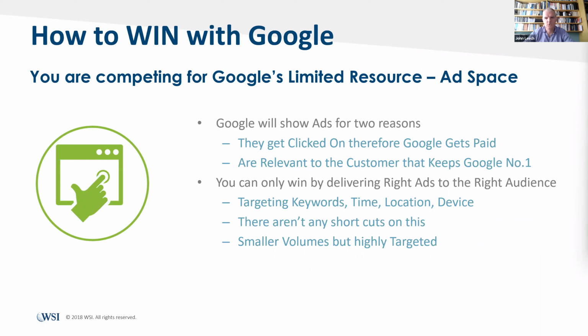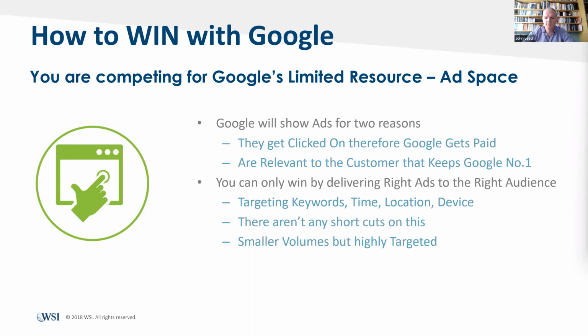Okay, 2 or 3 things on how to win with Google. And this is important just from an approach point of view. Google will show ads for 2 reasons. One, they get clicked on, and therefore Google gets paid. Very simple. And the second is that those ads are relevant to the customer, because that's what keeps Google as the #1 search engine.